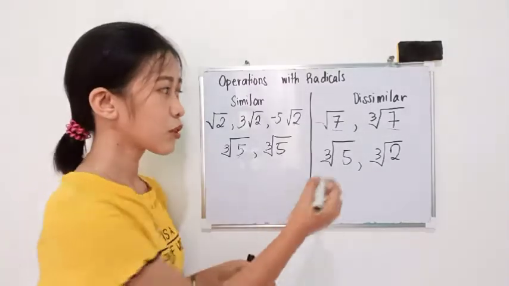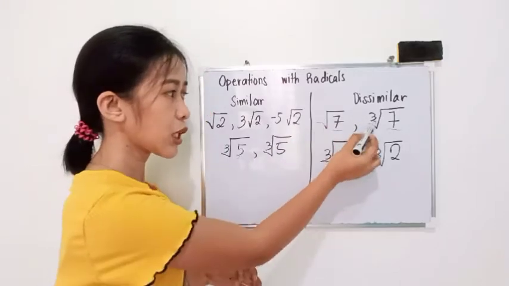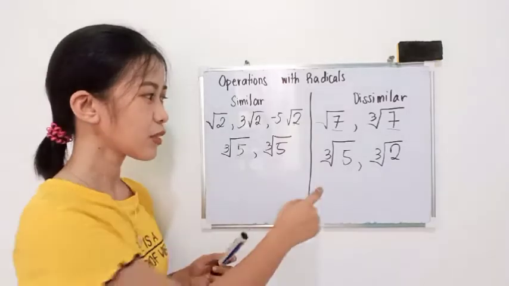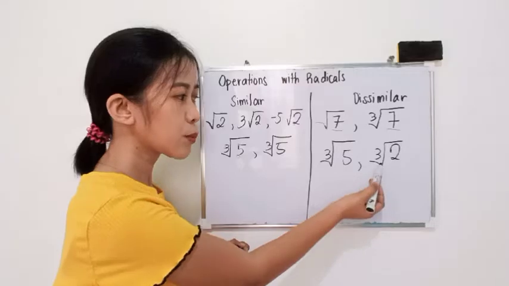They are dissimilar because they have different indices. This one is 2, this one is 3. Therefore, they are dissimilar radicals. Alright? And also, we have cube root of 5 and cube root of 2.